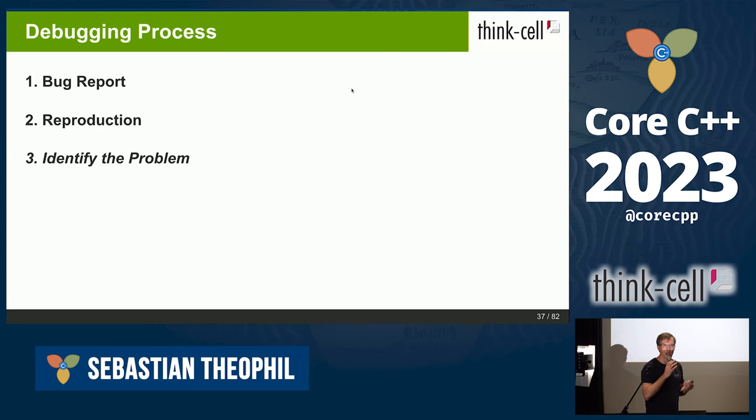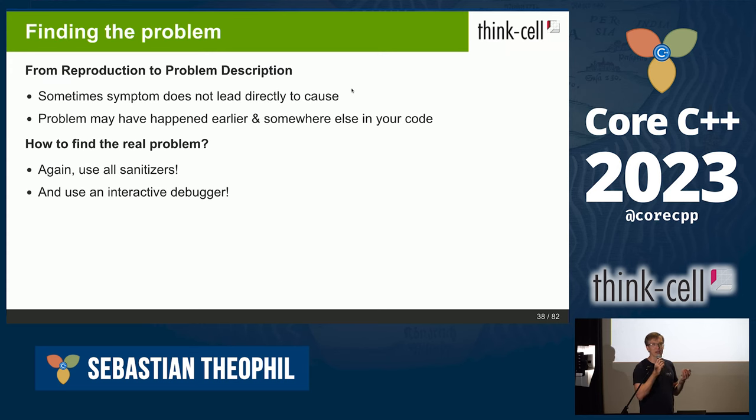OK. Now let's say we have a reproduction. Now we can try out different hypotheses. And now we have to actually find out what is the bug in our program. Because typically, that is not where the crash appears. The bug might be somewhere else. It might be somewhere else in your code. It might have happened way earlier in your code. And you have to walk your way backwards, so to speak, from the moment your application crashes to the moment where you figure out, oh, I've made a mistake here.